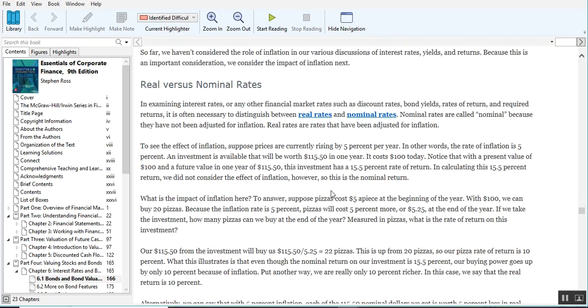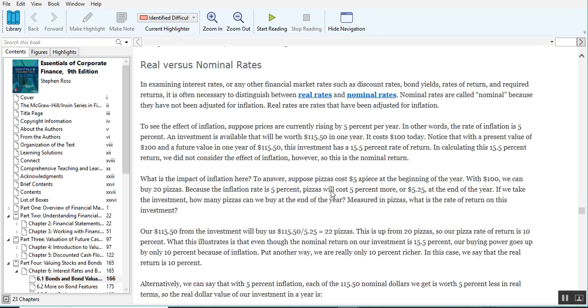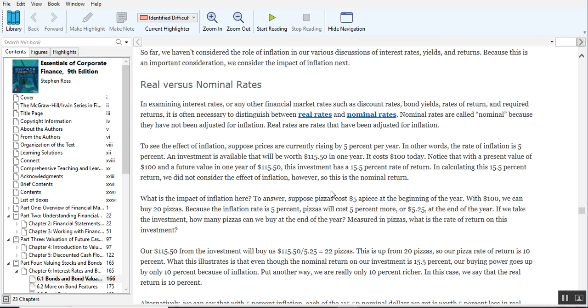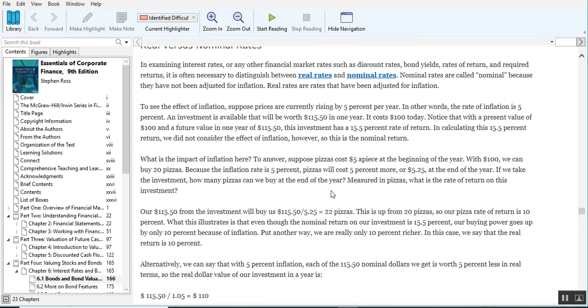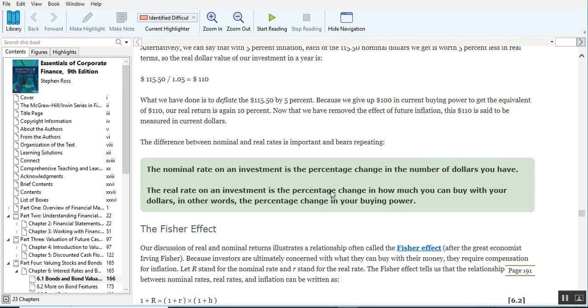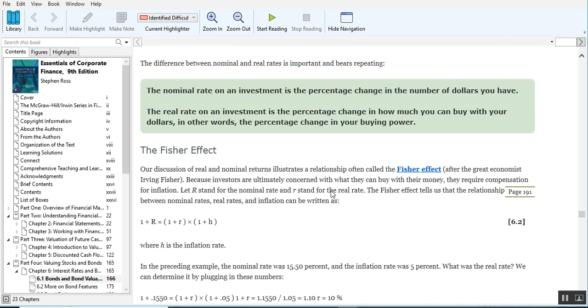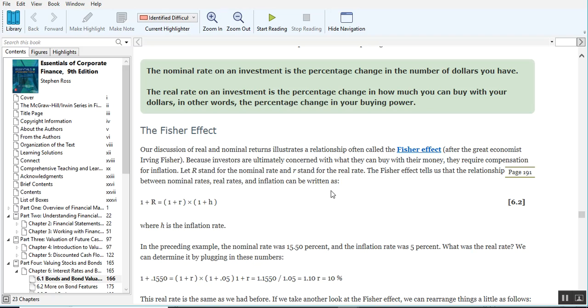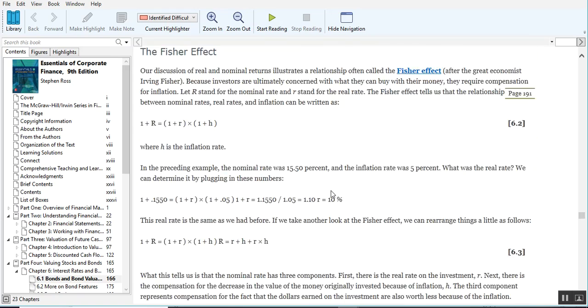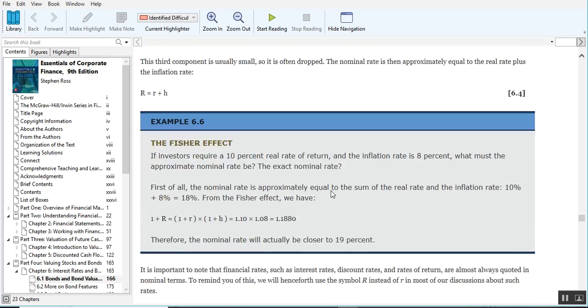Inflation and interest rates do impact bonds more than perhaps stocks, mainly because fluctuation in interest rates impacts the value of the bond itself. So they talk about some things here, including a difference between real and nominal returns, a relationship they describe as a Fisher effect. Because investors are ultimately concerned with what they can buy with their money, they require compensation for inflation. So we're talking about when inflation hits, investors want that to be factored in.